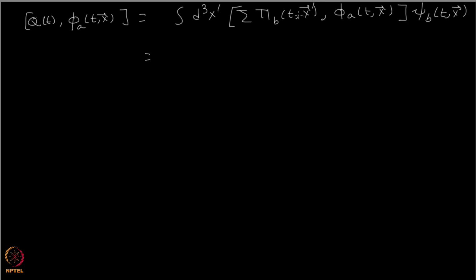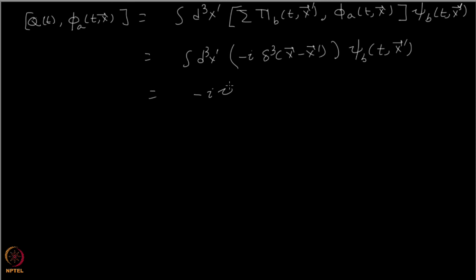Okay, and here I use the commutation relation, and the commutation relation is that this object is the following: d cube x prime, minus i delta cube of x minus x prime, times psi b of t x prime. Okay, I am missing a prime every time. And this gives you, when you do the integral over x prime, minus i psi, and there is a delta a b I should put, because this is b, this is a. So, you have psi a of t and x.